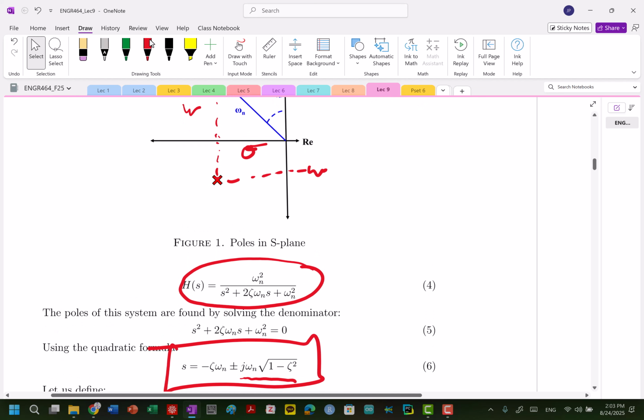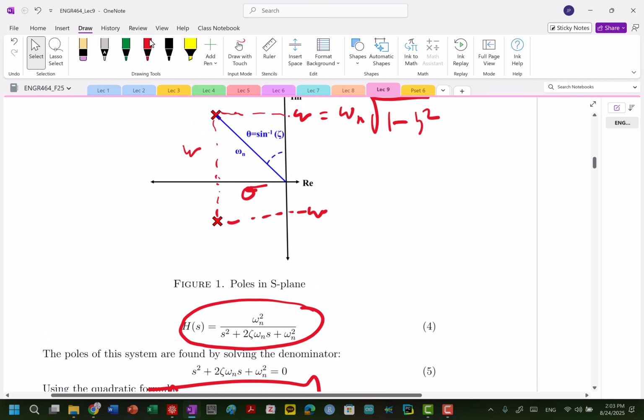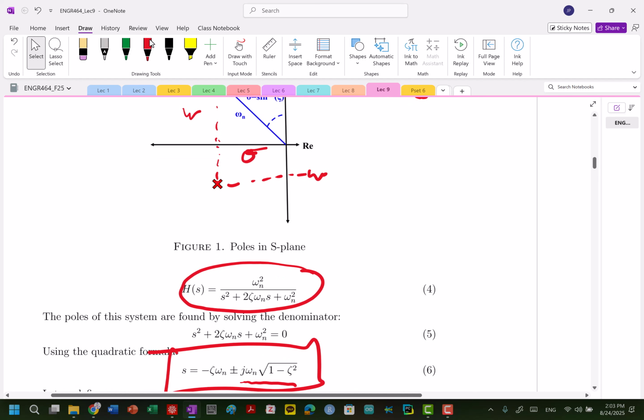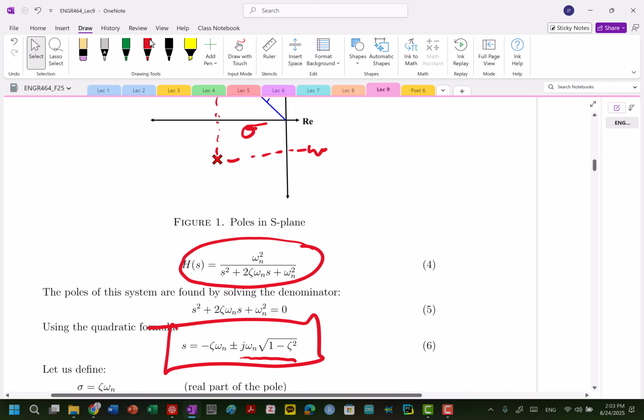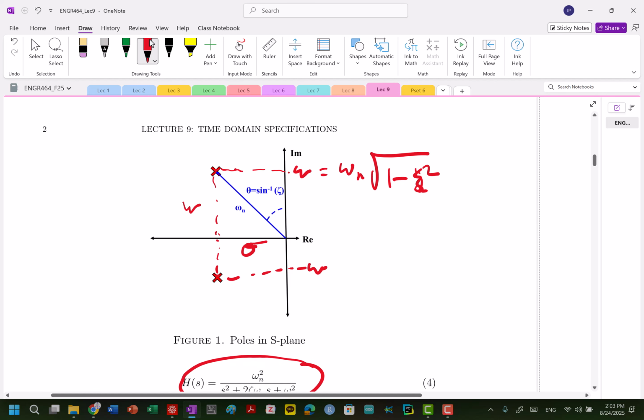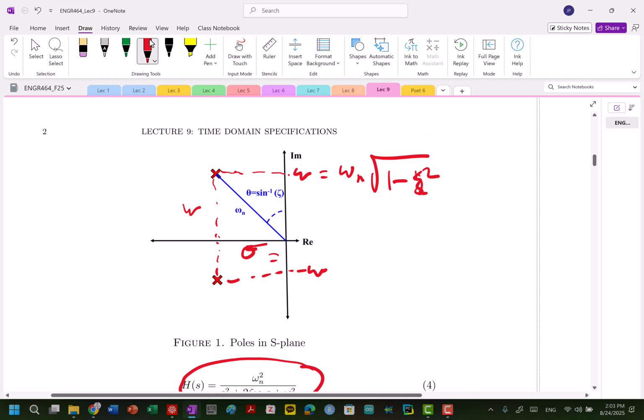Or zeta squared, excuse me. I'm always bad at this one. Zeta squared. Yeah, I'm going to make it damping ratio squared. We could also relate that this is going to be equal to, let's go down here, the damping ratio, basically equals damping ratio times omega n.